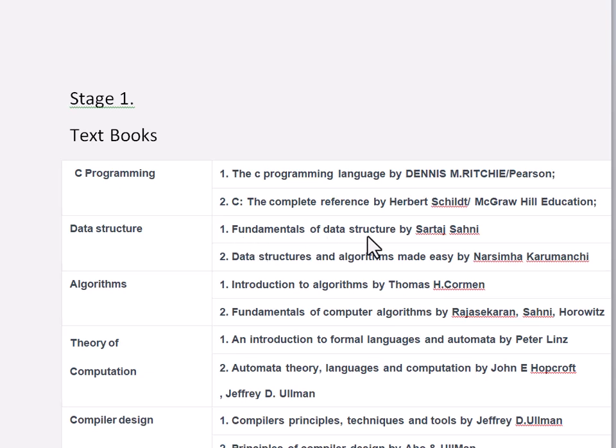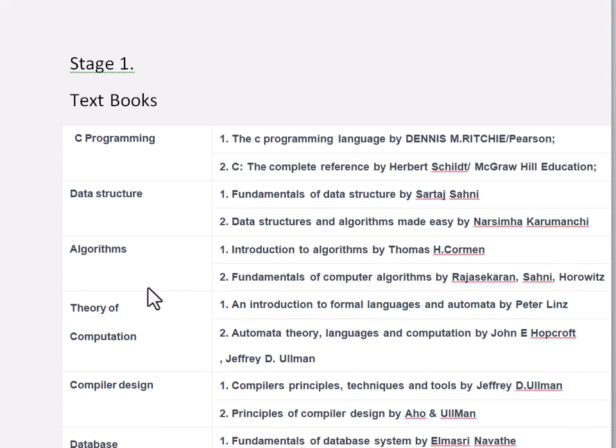One book is Fundamentals of Data Structures by Sartaj Sahni. Another book is Data Structures and Algorithms Made Easy by Narasimha Karumanchi. Next subject, Algorithms. Introduction to Algorithms by Thomas. Another book is Fundamentals of Computer Algorithms by Rajasekaran. And next subject is Theory of Computation.